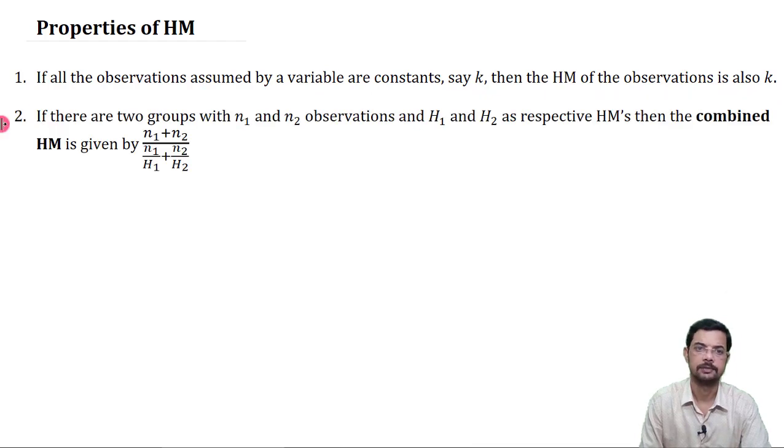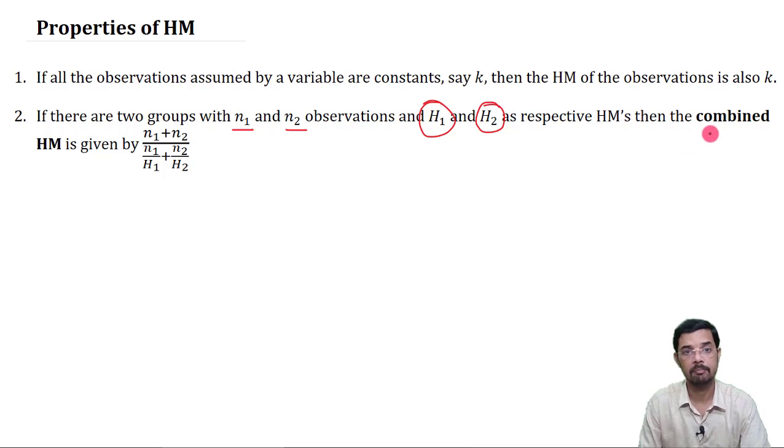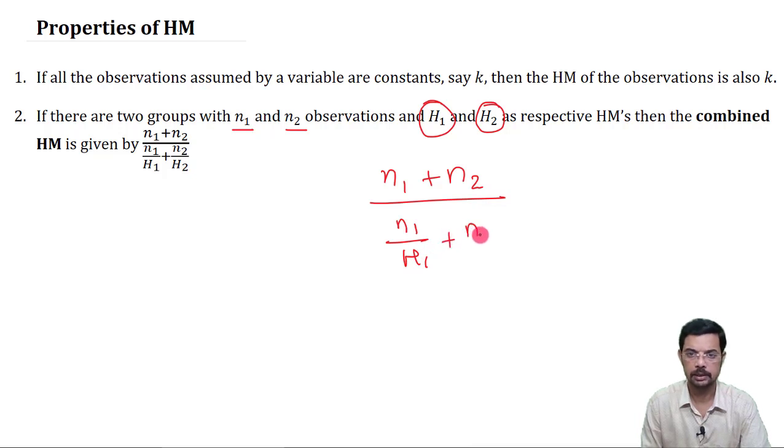The second property says that if there are two groups of observations, one with n1 observations and the other with n2 observations, and the group having n1 observations has harmonic mean h1 and the group having n2 observations has harmonic mean h2, then the combined harmonic mean is given by n1 plus n2 divided by n1 by h1 plus n2 by h2.